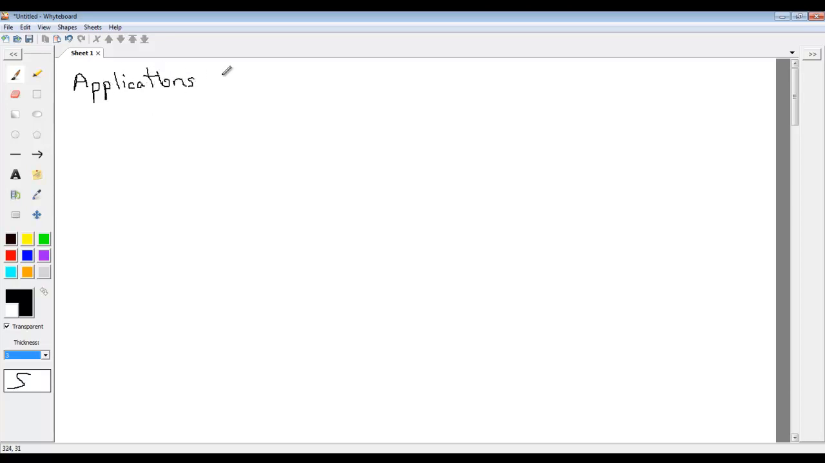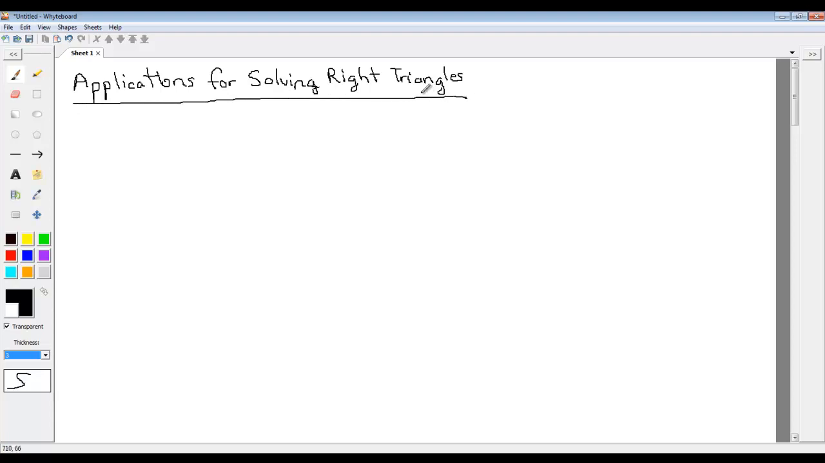for solving right triangles. So I'm going to go through a whole mix of applications that you might see and do an example of each kind. Okay. First example is actually going to deal with something called angle of elevation.